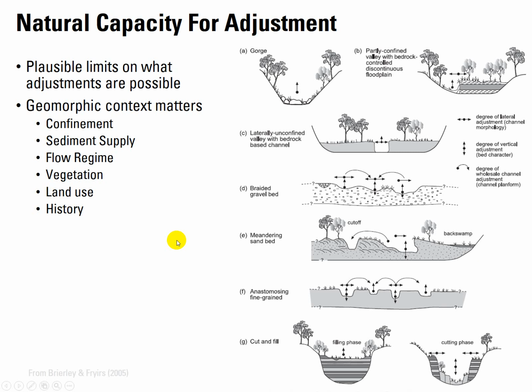What it's telling us, and what Gary Brierley and Kirstie Fryirs in the River Styles framework are telling us about, is the natural capacity for adjustment. You map different valley bottoms, you map channels, if there are any, in that valley bottom. You can have an intact valley fill or a discontinuous channel. But you map these things, and whether I'm dealing with an anastomosing system, a meandering system, a braided system, a gorge, what these arrows are describing are the degree of adjustment and the types of adjustment.